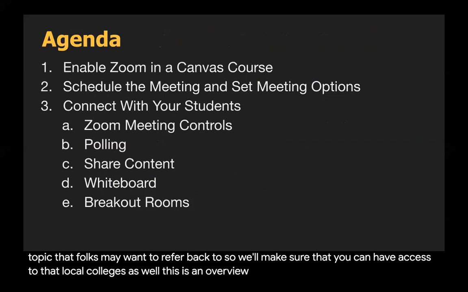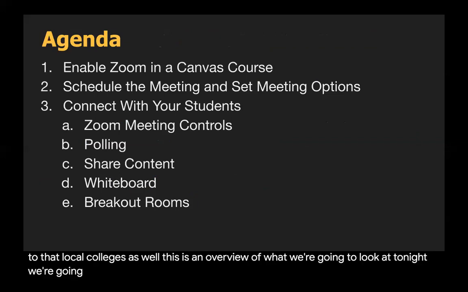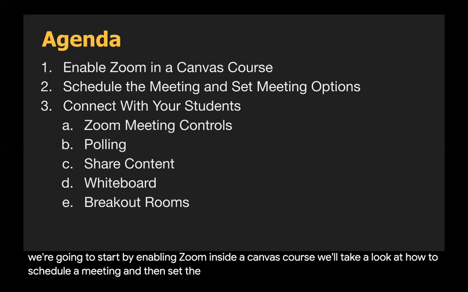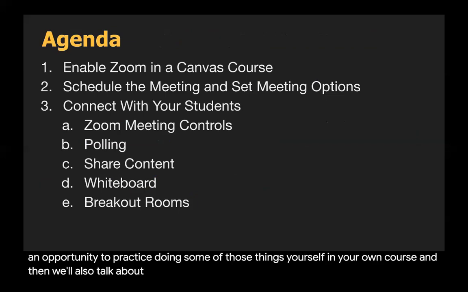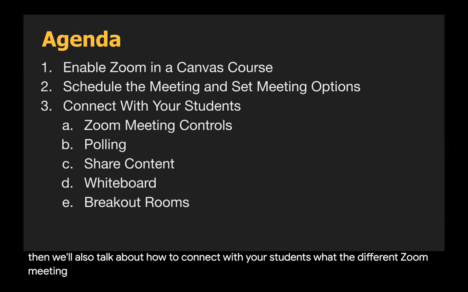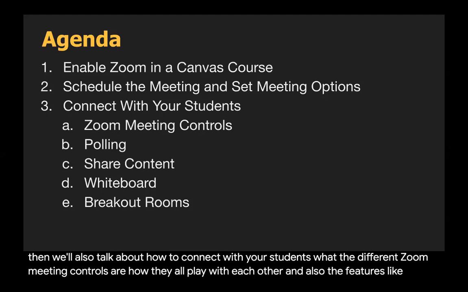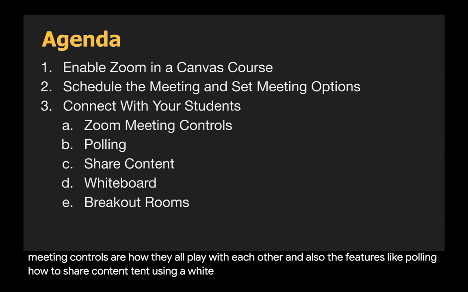This is an overview of what we're going to look at tonight. We're going to start by enabling Zoom inside a Canvas course. We'll take a look at how to schedule a meeting and then set the different meeting options. And then we'll give you an opportunity to practice doing some of those things yourself in your own course. And then we'll also talk about how to connect with your students, what the different Zoom meeting controls are, how they all play with each other, and also the features like polling, how to share content, using a whiteboard, and using breakout rooms.